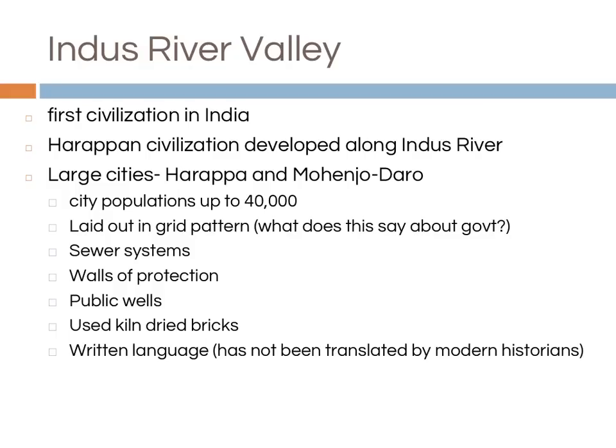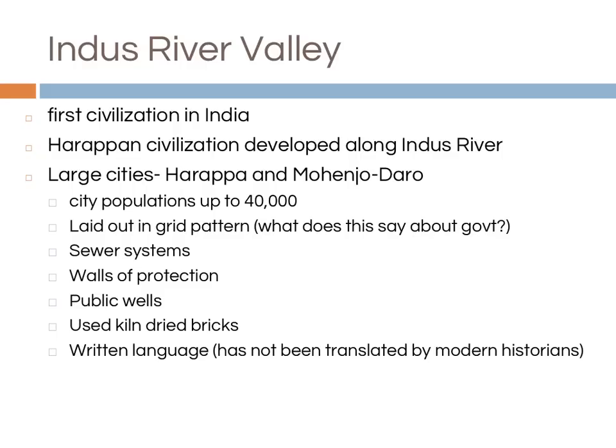They had walls of protection built around their cities, public wells for people to get water. A lot of their buildings used kiln dried bricks, which is where they make bricks out of mud or clay and fire them in a kiln to harden them. And they do have a written language.